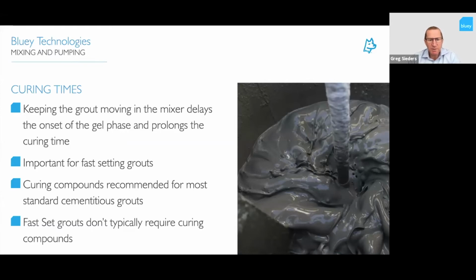Curing compounds are recommended for most standard cementitious materials. Fast set grouts don't typically require curing compounds, because most of the reactions happen in a very short period of time and you have a full cure within an hour to 2 hours. But they are used when you have very challenging temperature conditions, with high winds and high temperatures.